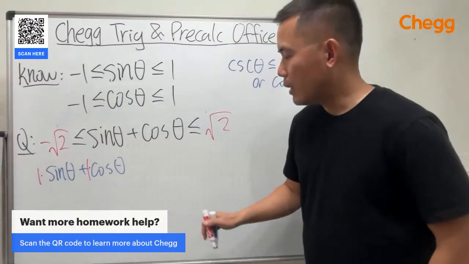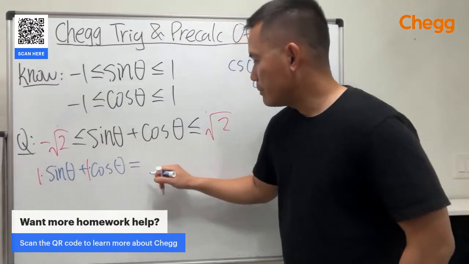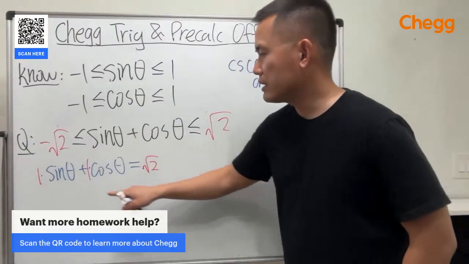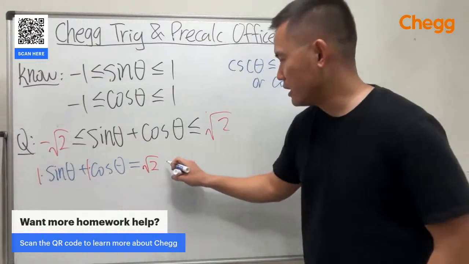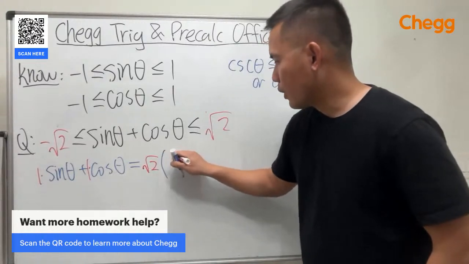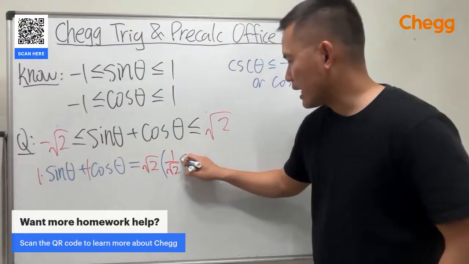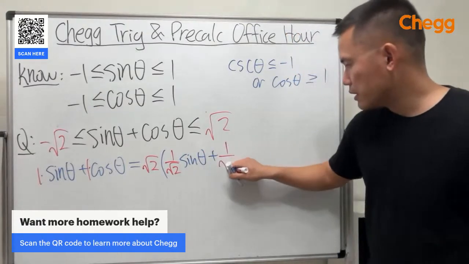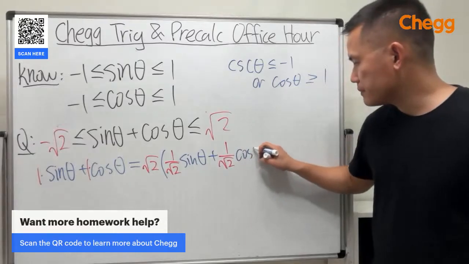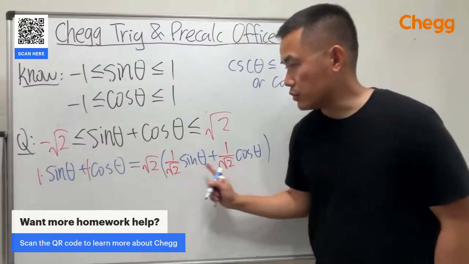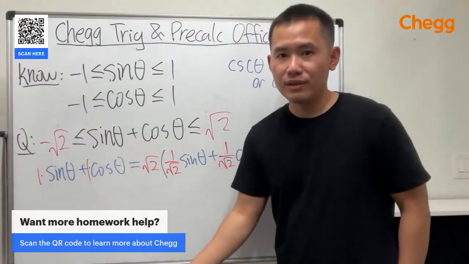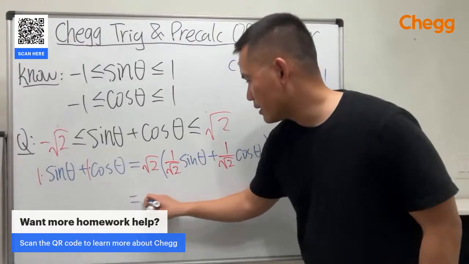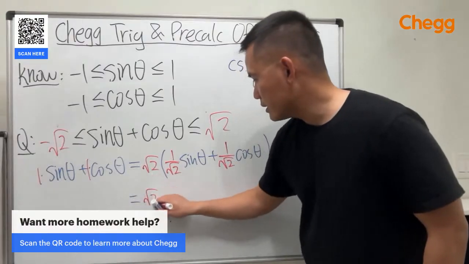Yeah. But what I'm going to do is the following. I'm going to multiply this by square root of 2 because I don't really recognize the 1, but you will see this right here. I will have 1/square root of 2 times sine theta plus 1/square root of 2 cosine theta. If you distribute, it's the same as the original. Why did I do this though? Because this right here, we have that square root of 2 in the front.